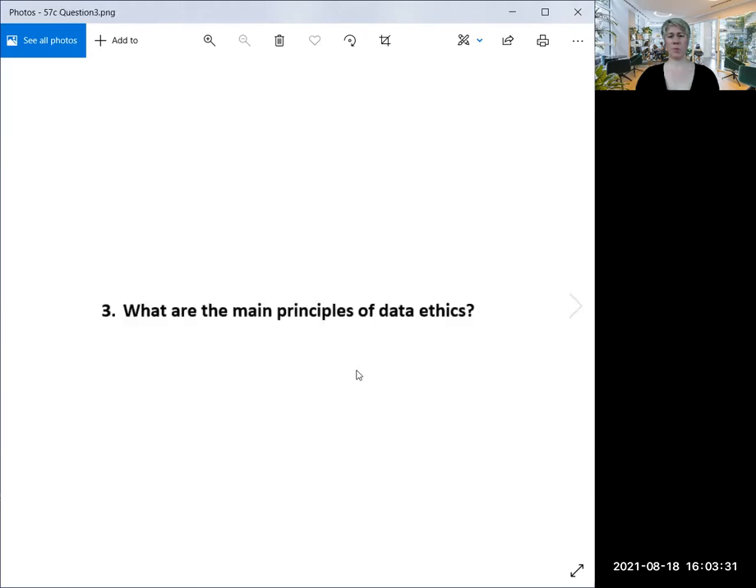Question 3, what are the main principles of data ethics? So data ethics is concerned with the privacy of data, the security of data, so that's how easily it is accessed and read by people who aren't welcome to read it, and also how well that data represents its population. What I mean by that is, is it subject to bias, or does it represent the population well?